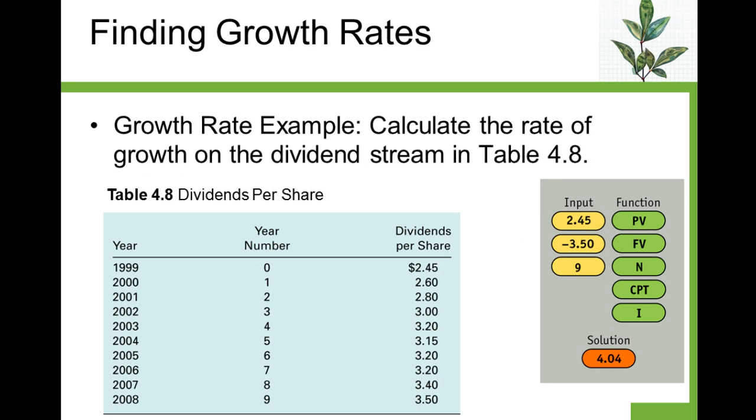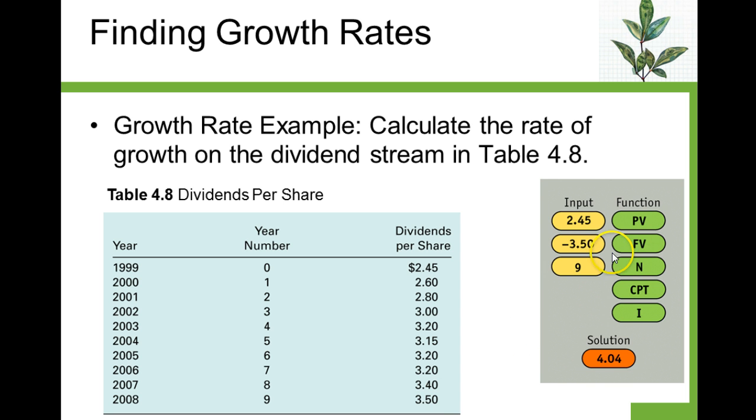Okay, let's look at finding the growth rate for table 4.8. Look at 1999. You see the stock is paying a dividend per share of $2.45. And let's turn to 2008. The dividends have grown to $3.50 per share.